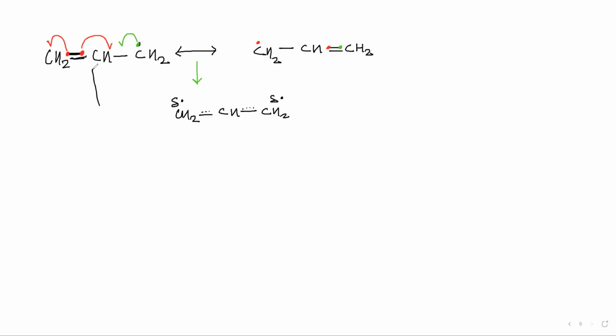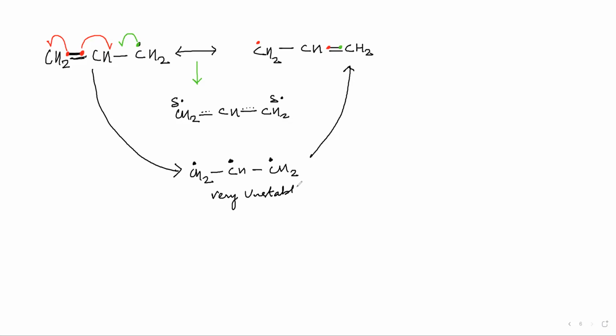Now let me tell you what happens in between these two structures. In between these two structures, there is one structure which is like this: CH2 with a free radical here, a CH with a free radical here, and a CH2 with the free radical here. Now this is very unstable, and then easily it forms a bond like this.